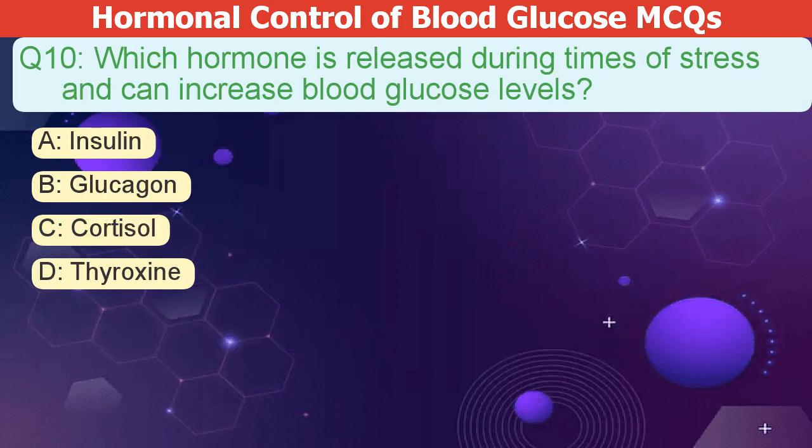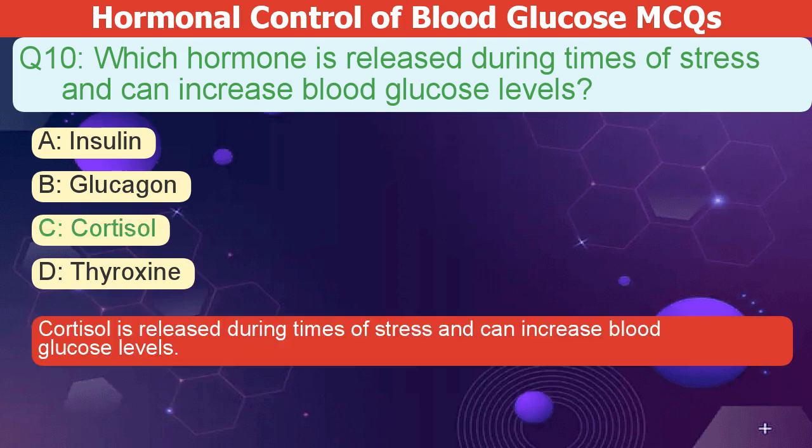Which hormone is released during times of stress and can increase blood glucose levels? A. Insulin. B. Glucagon. C. Cortisol. D. Thyroxine. The correct answer is C. Cortisol is released during times of stress and can increase blood glucose levels.